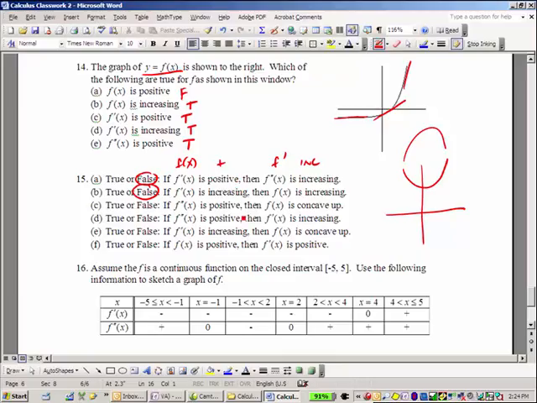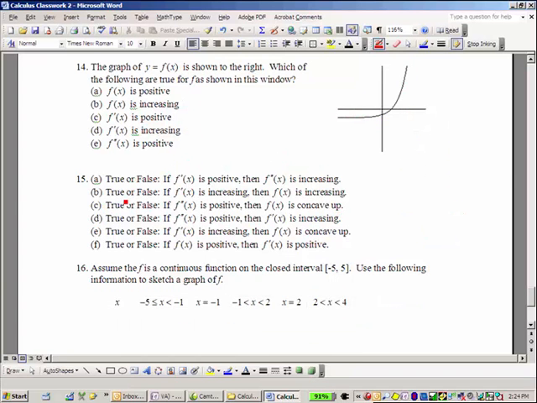One more. If the second derivative is positive, then the function's concave up. Yeah, that seems right. They actually got it right that time.